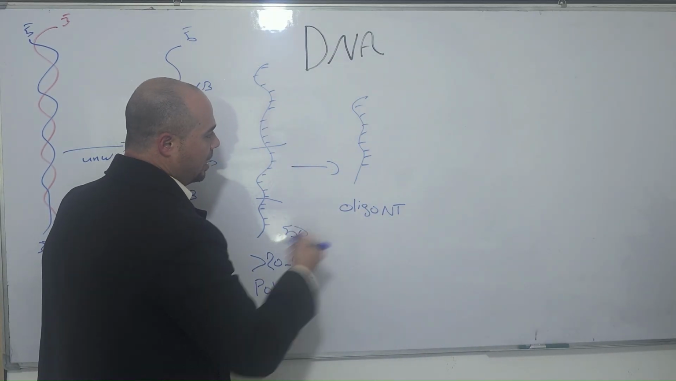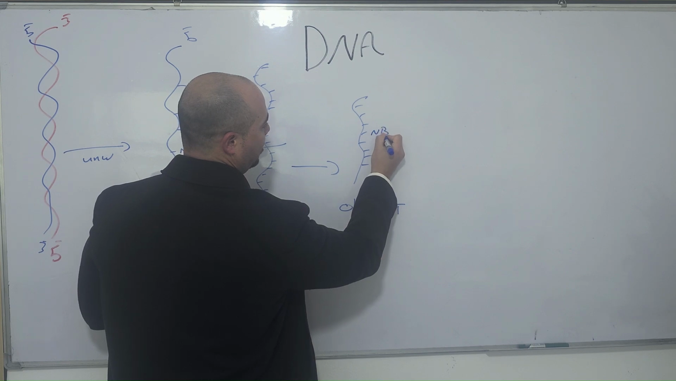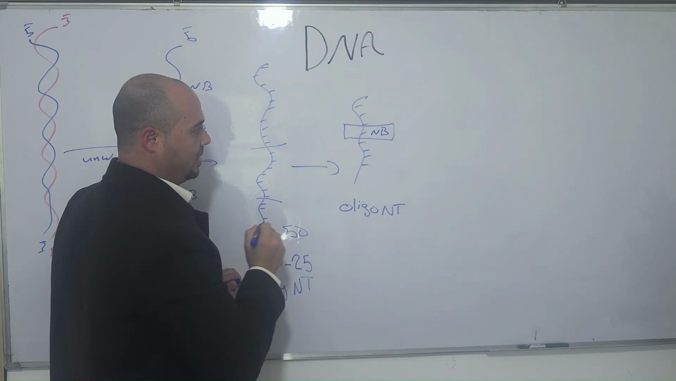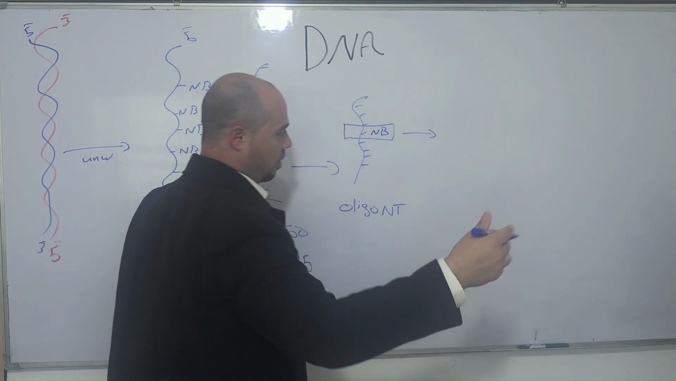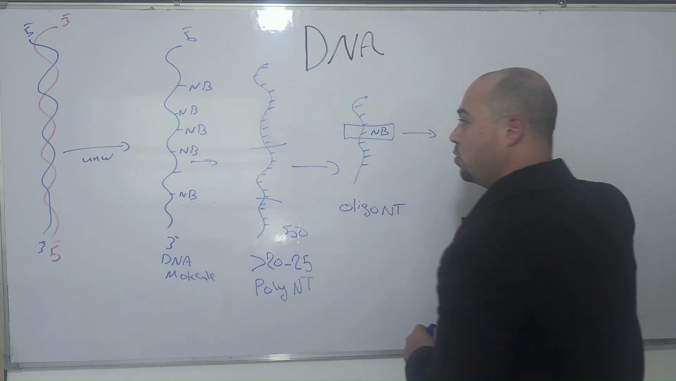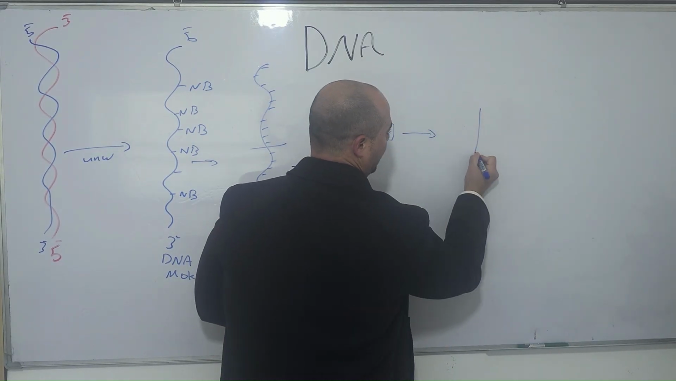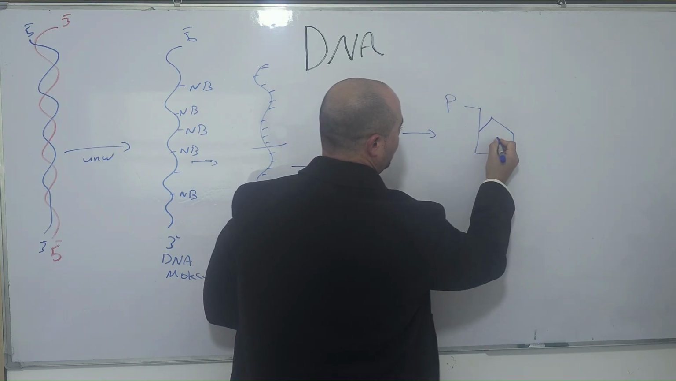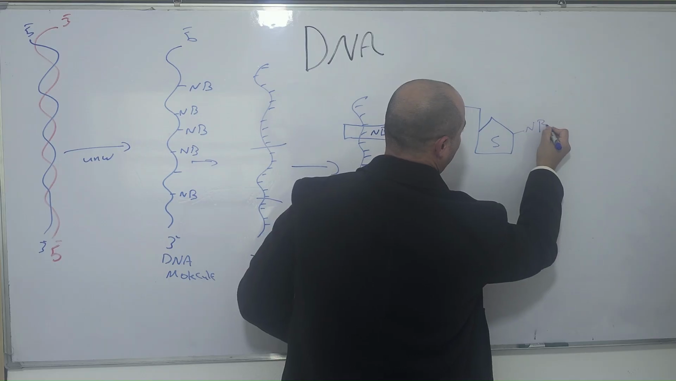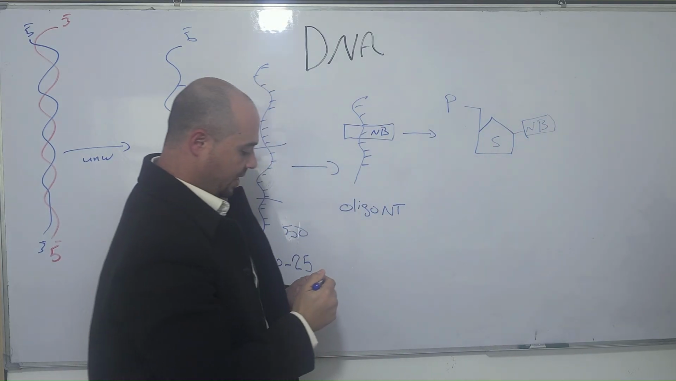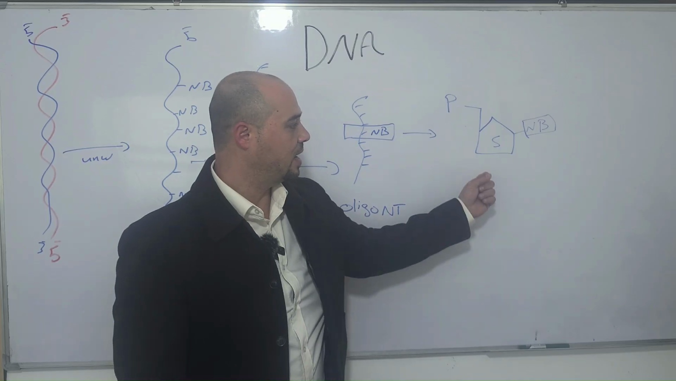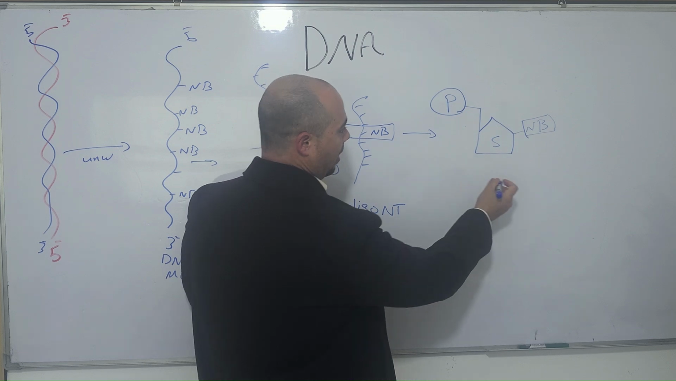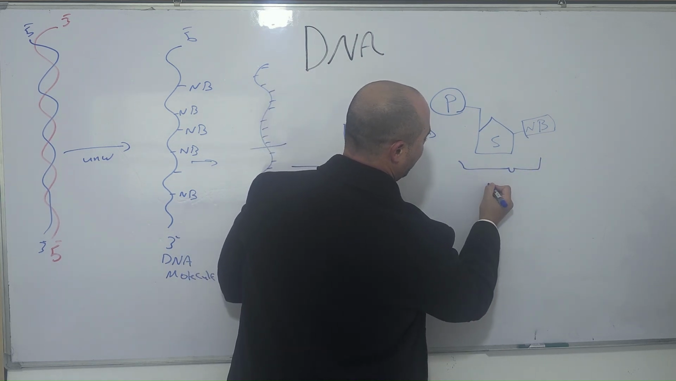Stay with me, okay? So let's suppose that here there's a nitrogen base. Now, suppose we took only one nitrogen base and put it under an electron microscope. This is what we are going to see, and this is called, by the way, a nucleotide. So what is a nucleotide? A nucleotide is simply a nitrogen base that's attached to a sugar molecule that is attached to a phosphate.